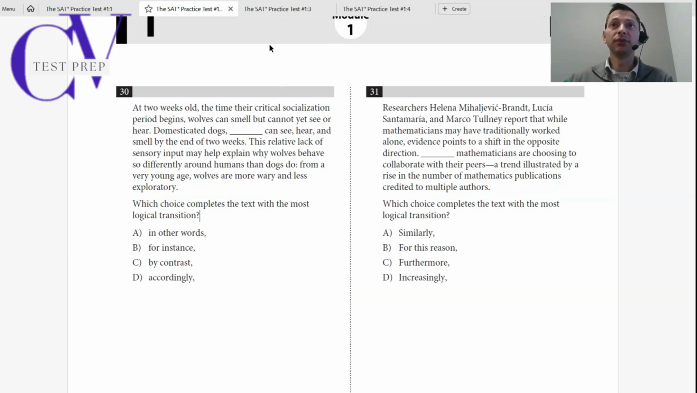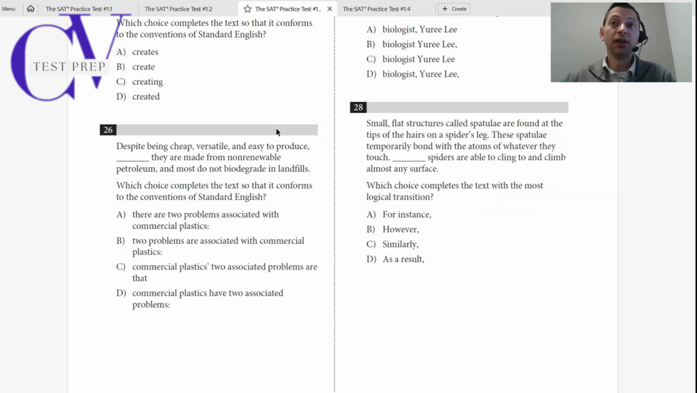All right, let's move on to another example. We can sort of go all day. Let's look at 28. Small flat structures called spatula are found at the tips of the hairs on a spider's leg. Okay, so you find these things on the tips of a hair of a spider's leg. These spatula temporarily bond with the atoms of whatever they touch. Okay, that's the first sentence. Spiders are able to cling to and climb almost any surface. So the second sentence is spiders can cling to and climb almost any surface.